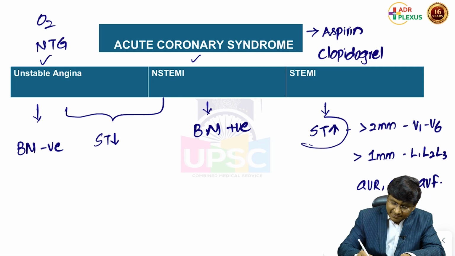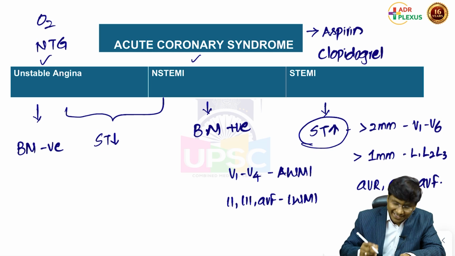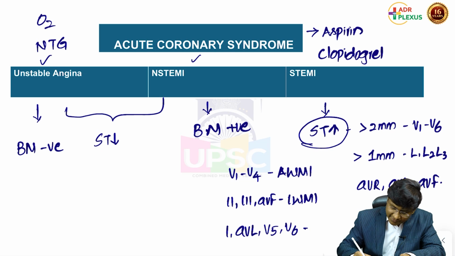Now if you observe this ST segment elevation, if it is there in V1 to V4, we call this the anterior wall MI. If the ST segment elevation is there in 2, 3 and AVF, then we call this the inferior wall MI. And if the ST segment elevation is present in 1, AVL, V5 and V6, this is suggestive of the lateral wall MI.